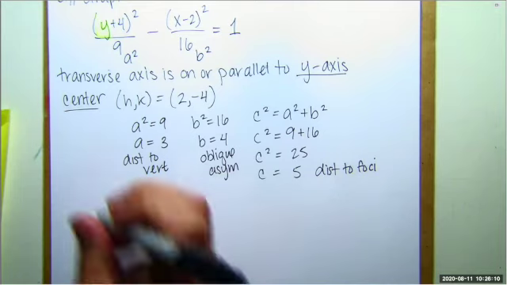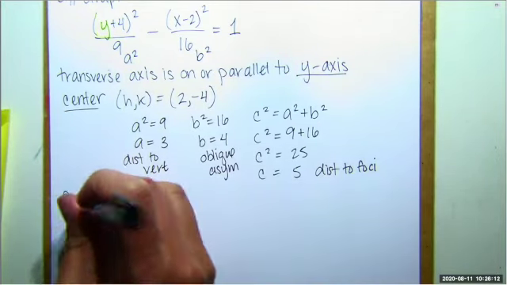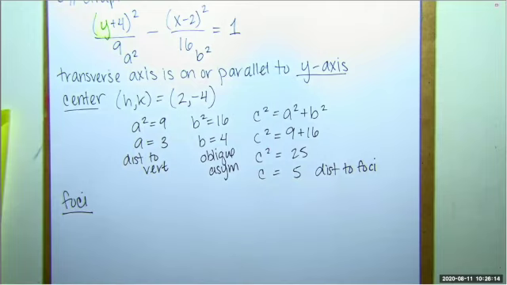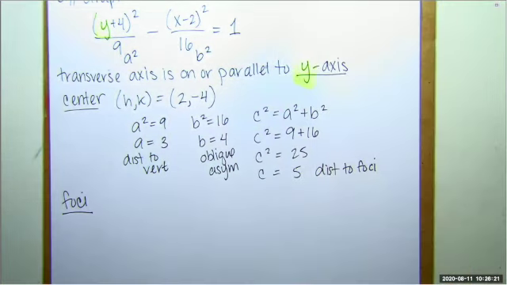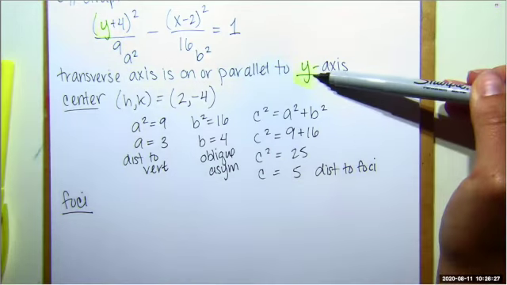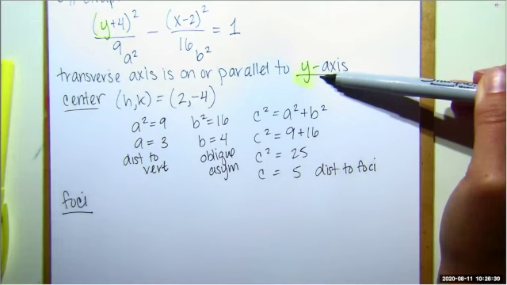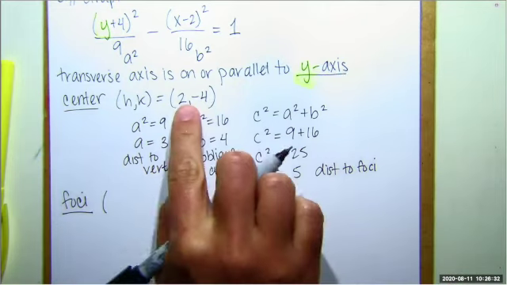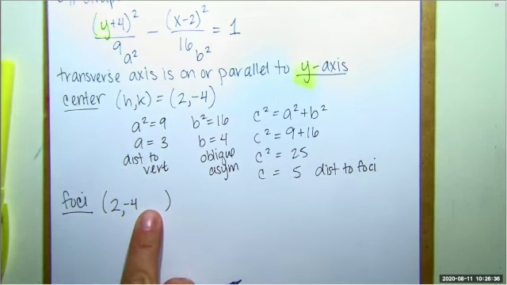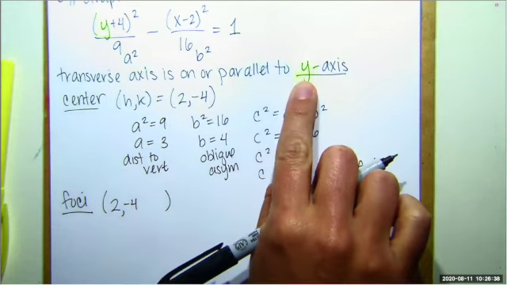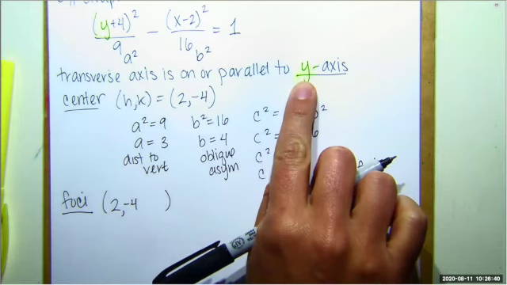Okay, so the next thing we'll do is we'll find our foci. Remember, this is plural for focus. So what we want to take a look at is, because the transverse axis is on or parallel to the y-axis, that means when we are looking for the foci or the vertices, we are moving parallel to the y-axis. We're moving on that y coordinate. So what I like to do is start with the center, which is (2, -4), and leave a blank on the y coordinate here because we're moving along the parallel to the y-axis.